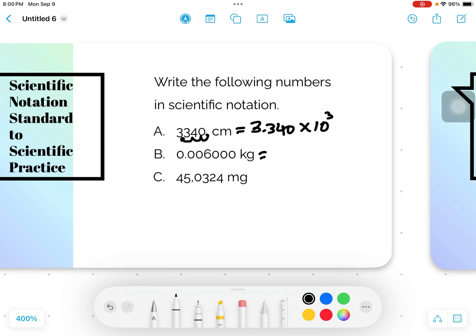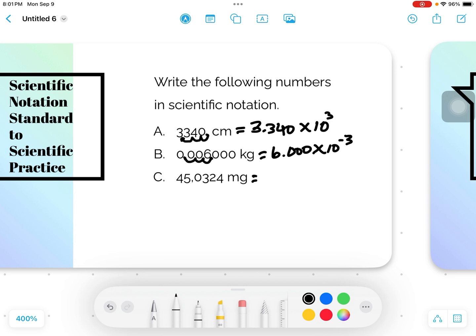Okay, then we look at B. We have 0.006000 kilograms. Again, we have a decimal right here. We're going to move it so that our number is in front of the decimal. So not here, but it is right there. So from there, everything behind that 6 is significant. So we have 6.000 times 10 to the 1, 2, 3. And it would be a negative because we went to the right, and it is a small number.